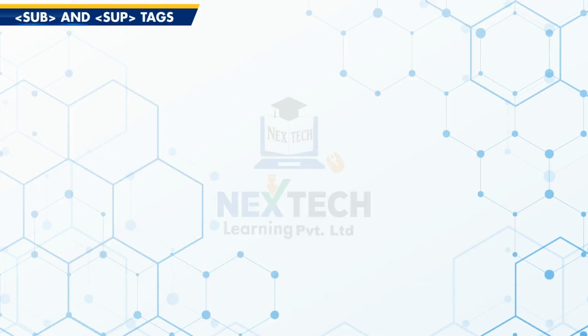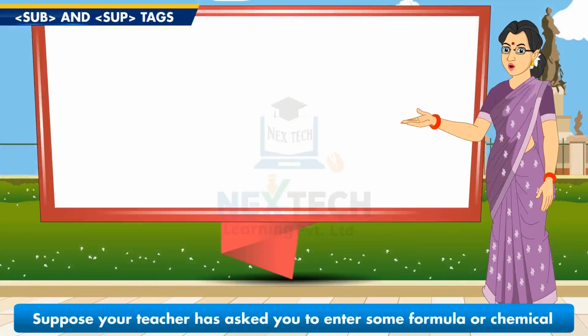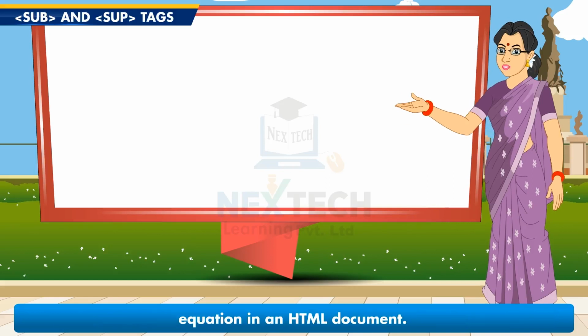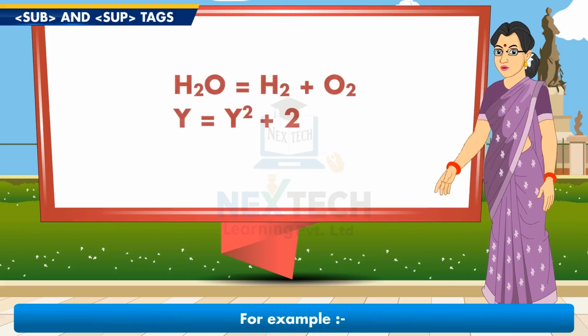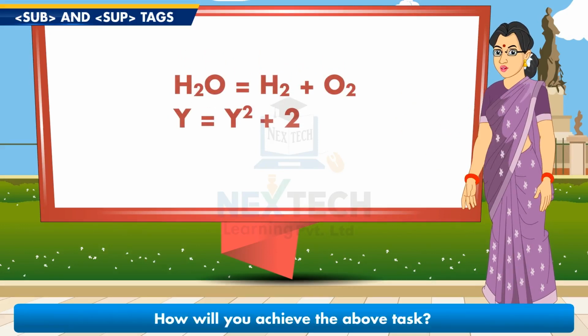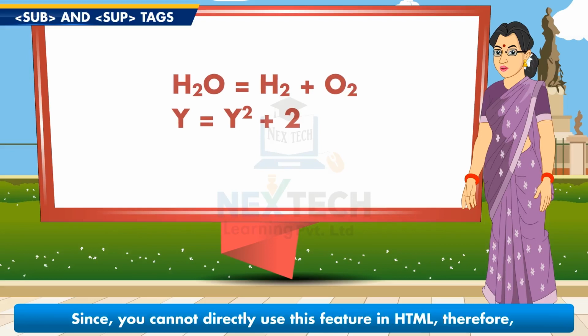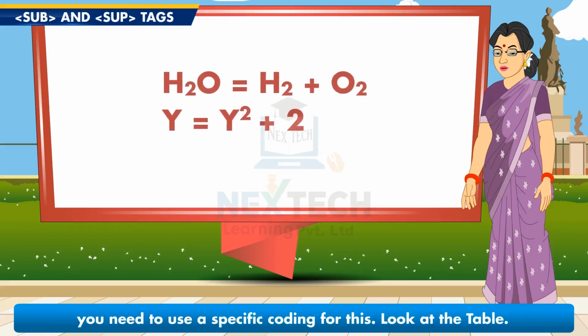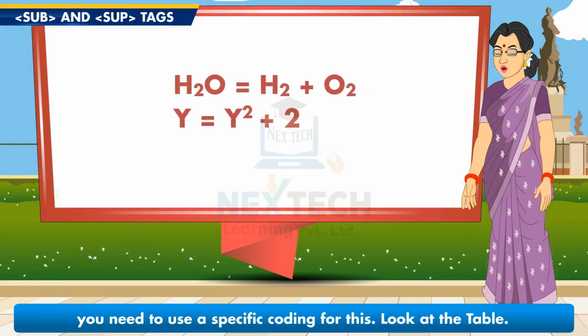Sub and sup tags. Suppose your teacher has asked you to enter some formula or chemical equation in an HTML document. For example, H2O equals H2 plus O2, Y equals Y square plus 2. How will you achieve this task? You have learnt about the subscript and superscript formatting options in MS Word chapters. Since you cannot directly use this feature in HTML, you need to use a specific coding for this.